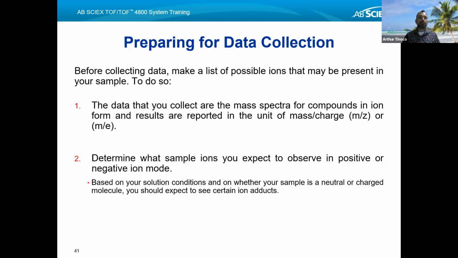Another very important thing is to determine what sample ions you expect to observe in positive or negative ion mode. There are some species that you can detect better in positive mode, and some that you can detect better in negative ion mode. So let's say that you don't see anything in one mode, don't give up. Maybe just switch over to the other mode, and you might be surprised, you might see what you're interested in.